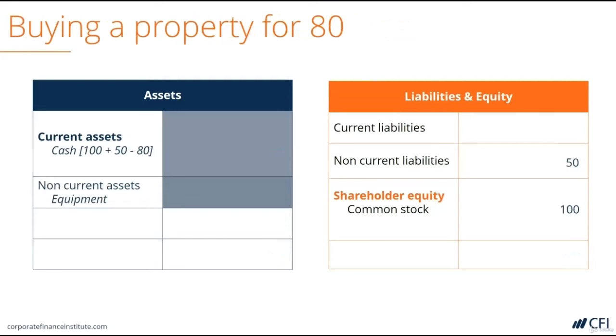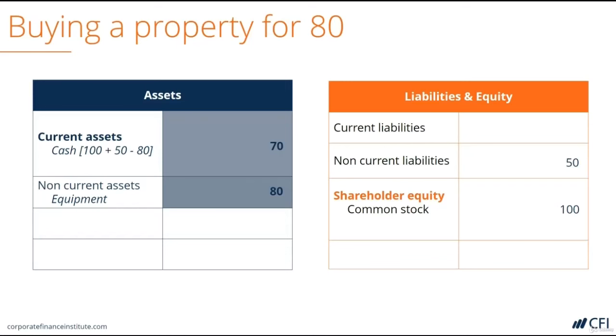Let's look at what happens to the balance sheet when a company buys a piece of equipment for 80. First, the company's cash is reduced by 80, so it goes from 150 down to 70. The offsetting transaction for that is that the company now has a non-current asset of equipment for 80. On a typical balance sheet, this line item is called Property, Plant, and Equipment, or PP&E for short.